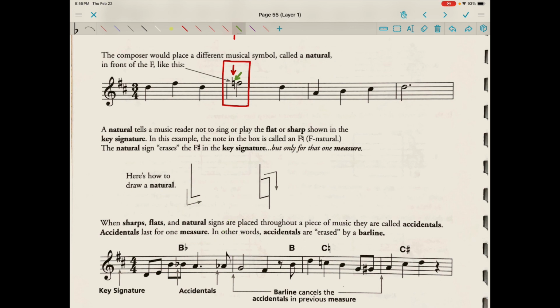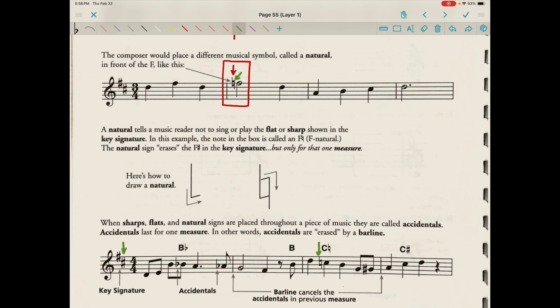So that is why, when we have a B here, it's just a B natural, a normal B. We don't need a natural sign in front of it because that's its default. Now we see another accidental, and the accidental is a natural sign. Why would we need a natural sign here? Well, because of the key signature.